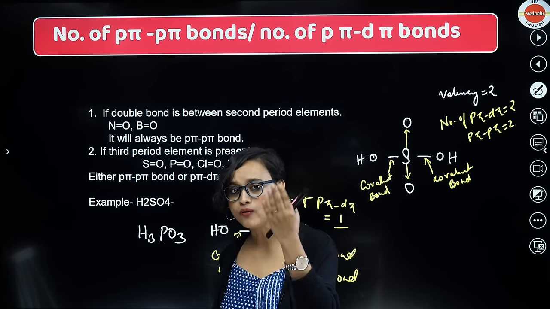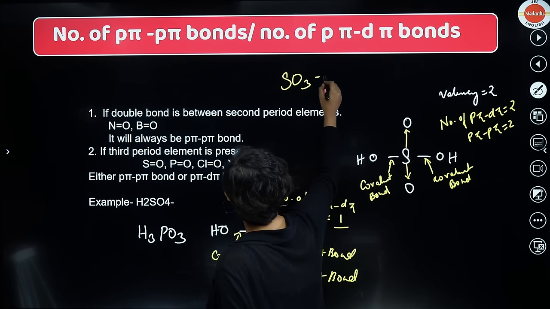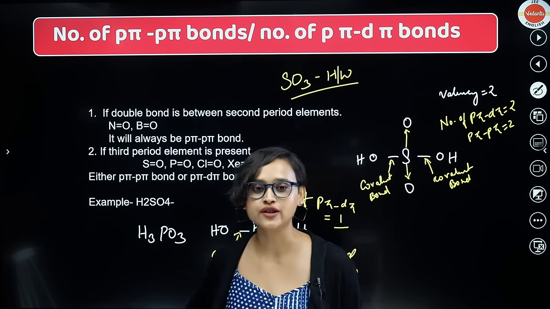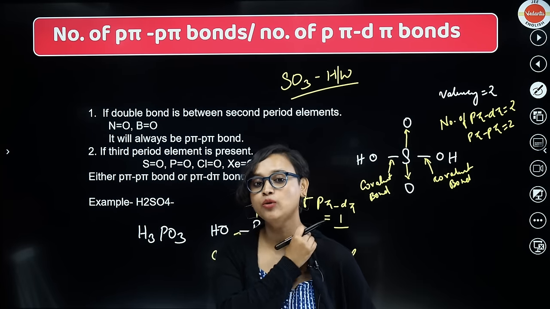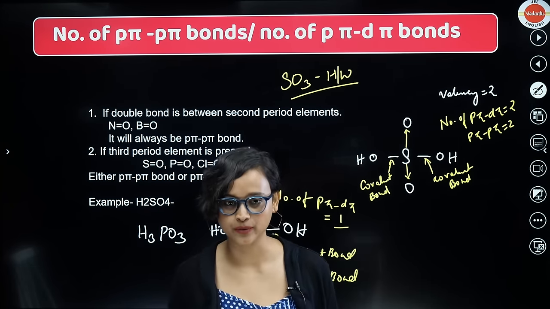Now you can take a homework and do it on yourself. Take the example of SO3 and do it as a homework. Okay, SO3. Do it for SO3 and find out how many P pi bonds are there and how many P pi D pi bonds are there. All right. Yes, do it on your own.